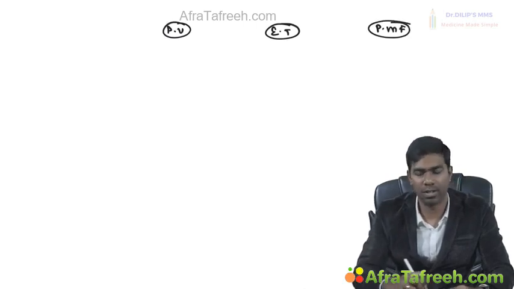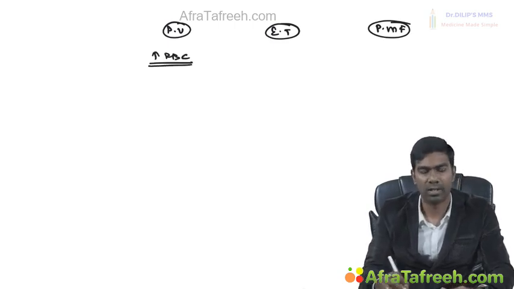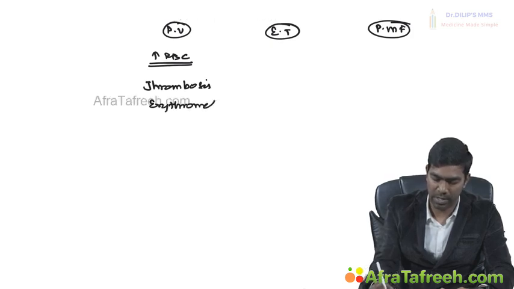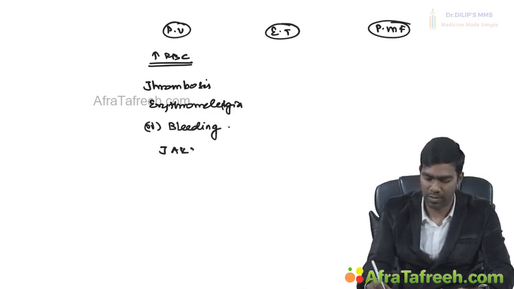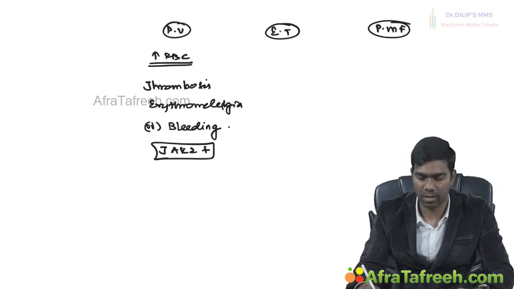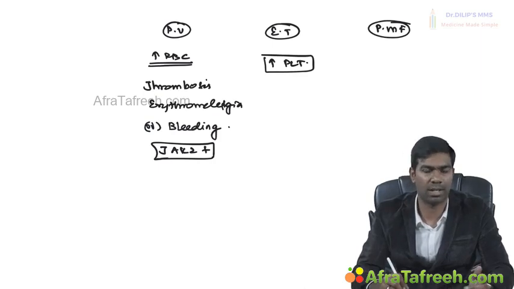Clues towards diagnosis of all these disorders: these patients will have increased RBCs as a primary entity, and patients may have thrombosis, erythromelalgia, and bleeding. Or the patient may have a history of bleeding also, and definitely they will give JAK2 positive mutations, surely. And if the patient has essential thrombocytosis, definitely the examiner will give you very high platelet levels for sure.